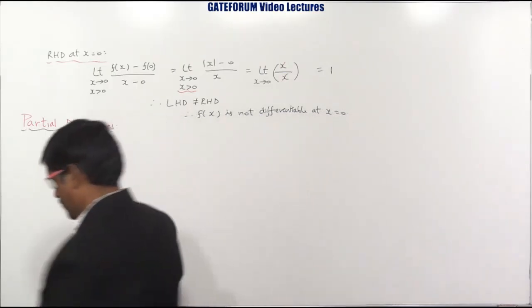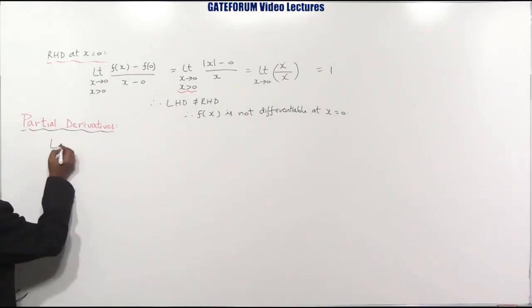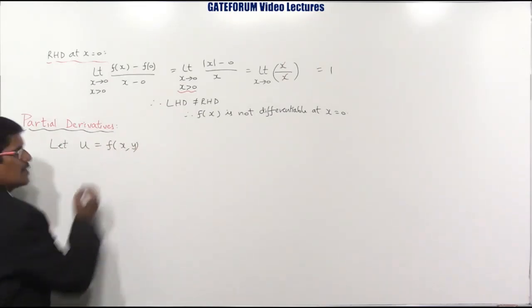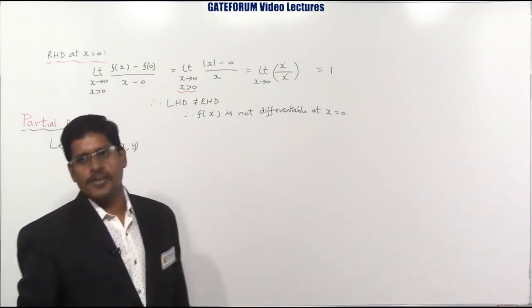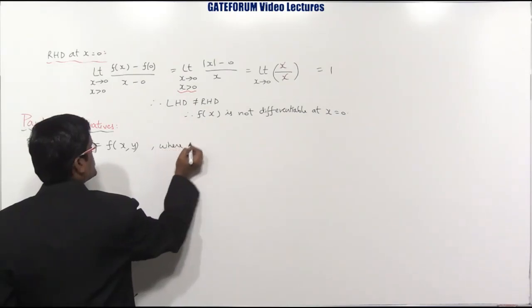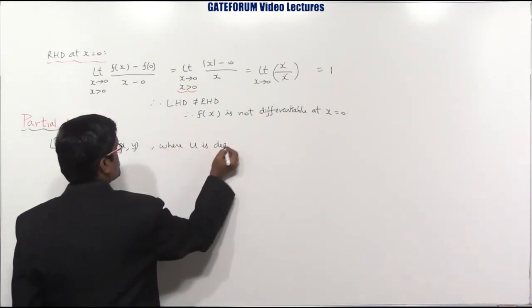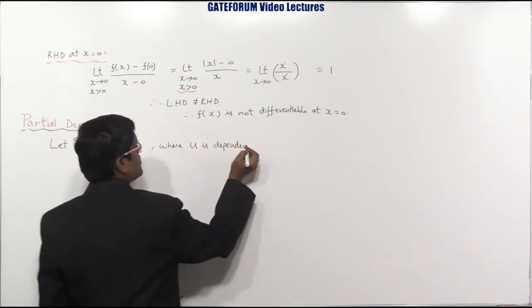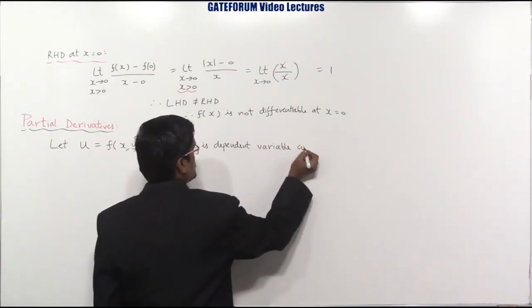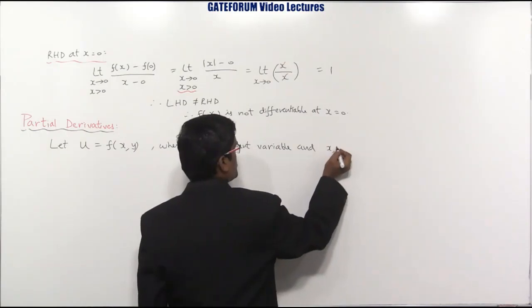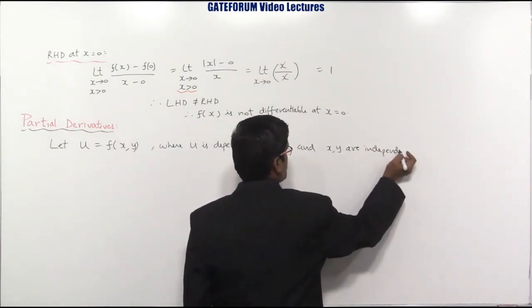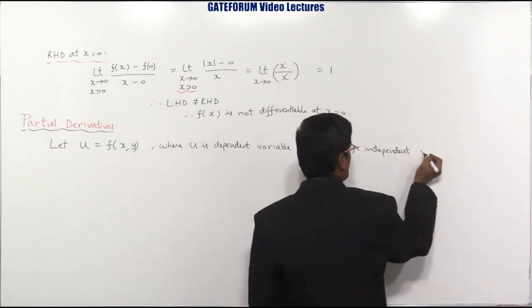See, let u is equal to f of x comma y. That is, u is a function of two independent variables x and y, where u is the dependent variable and x comma y are independent variables.